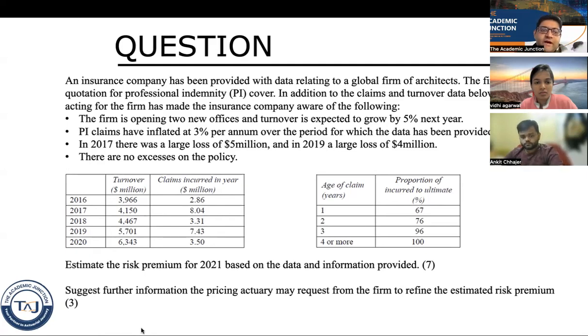So this time it's only for 3 marks. So it's good enough if you suggest 6 to 8 decent suggestions, common sense suggestions. If you suggest 6 to 8 common sense suggestions, you should be in the team.